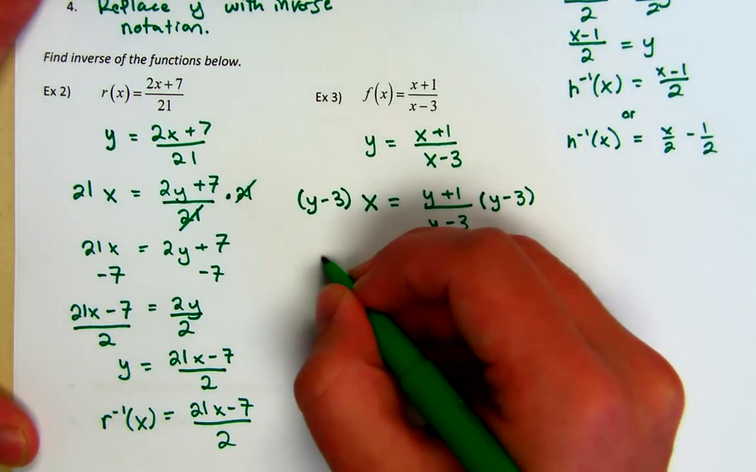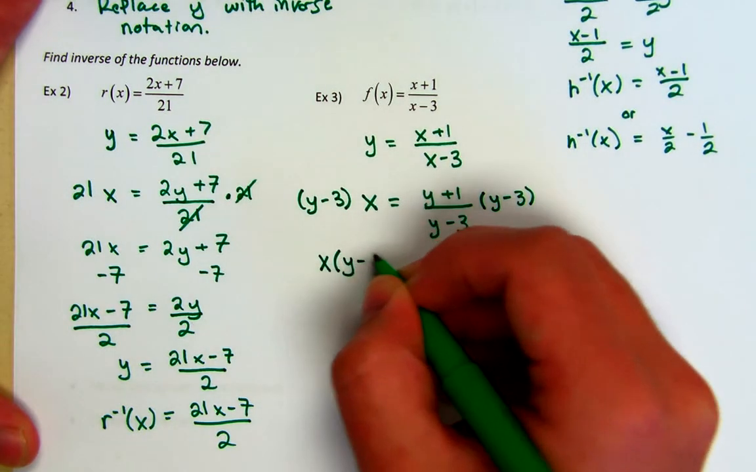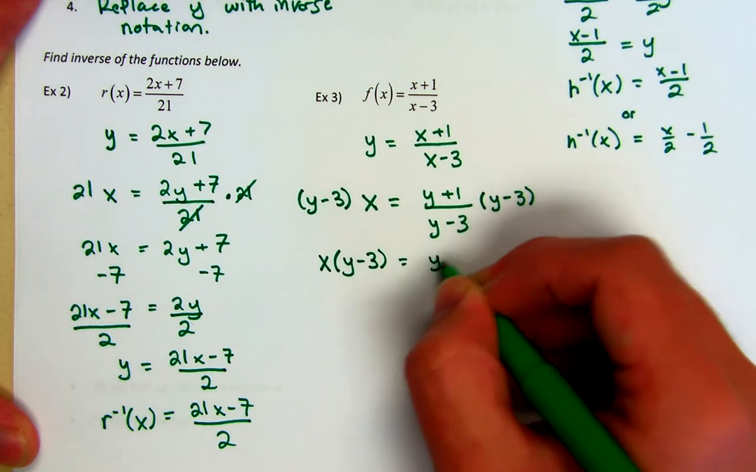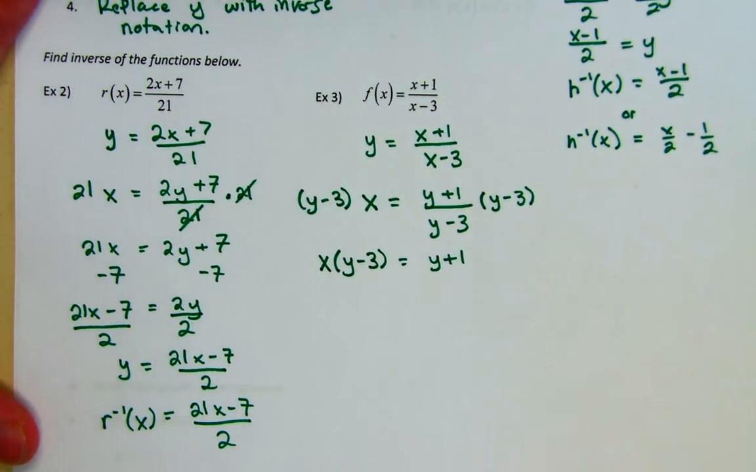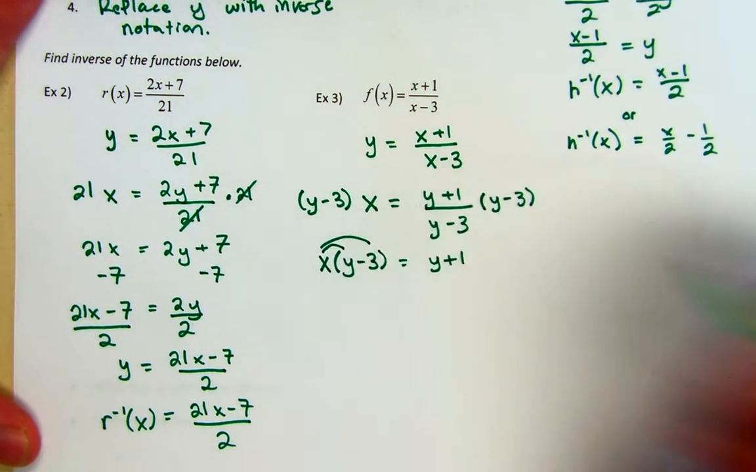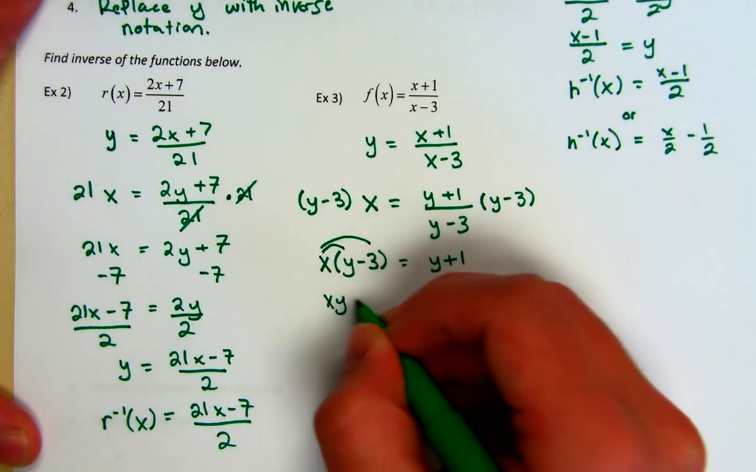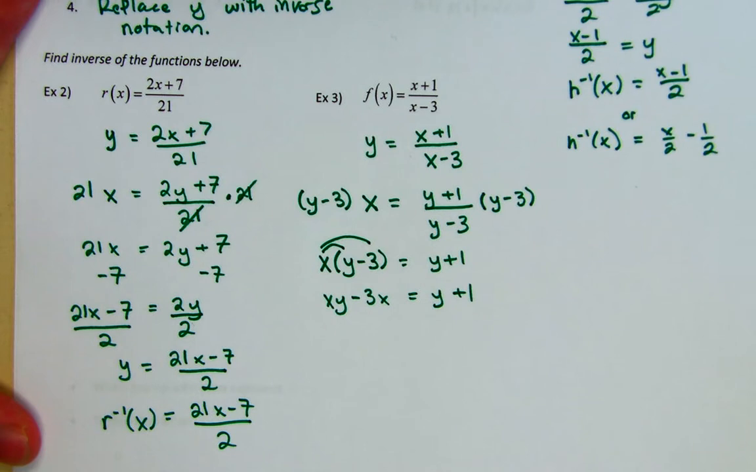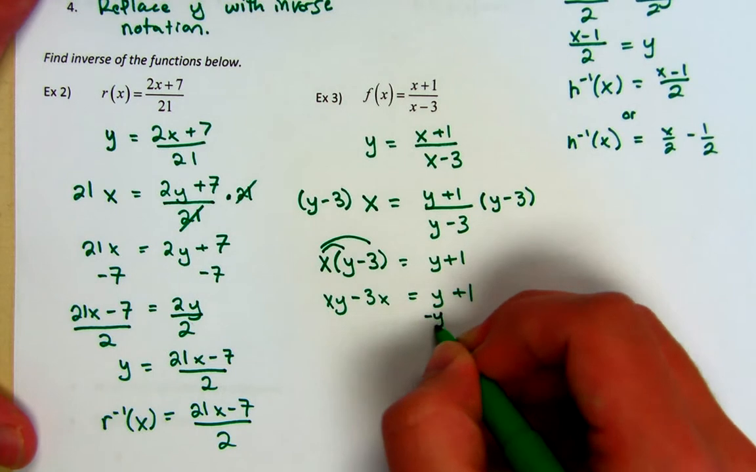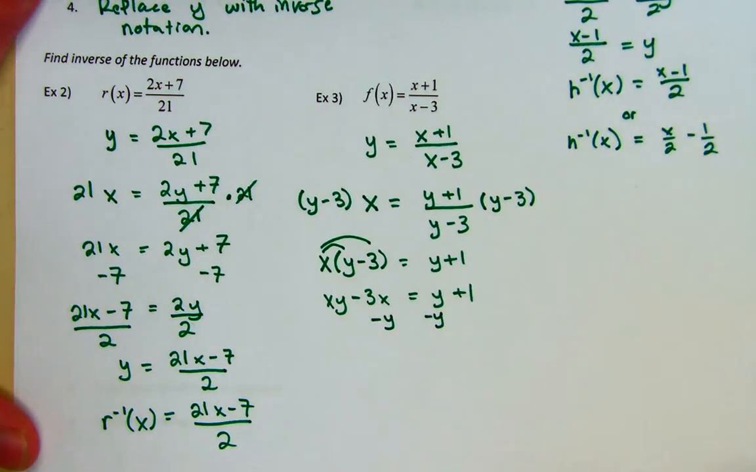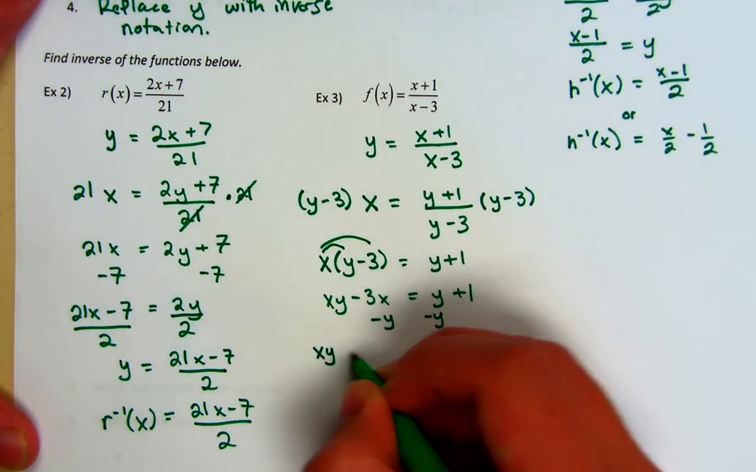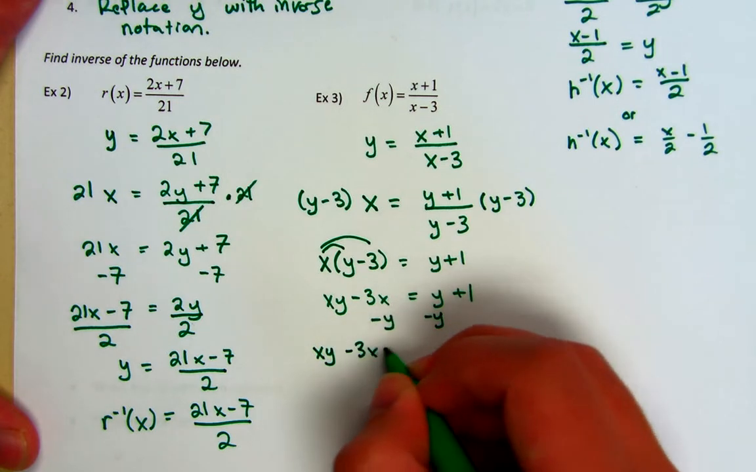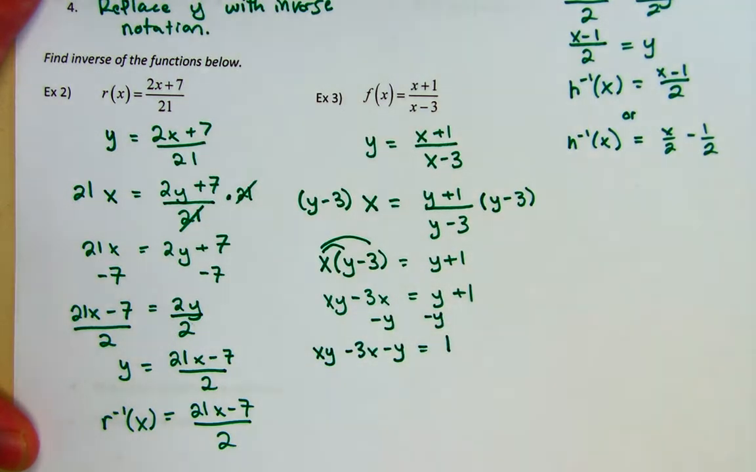So now, switching this around, x times y minus 3 equals y plus 1. I need to distribute this x in here. xy minus 3x equals y plus 1. In order to get y alone here, I need all the y's to be on the same side. So first, I'm going to subtract y from both sides. So I have xy minus 3x minus y equals 1.